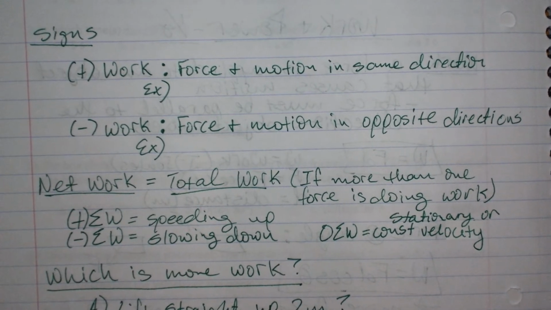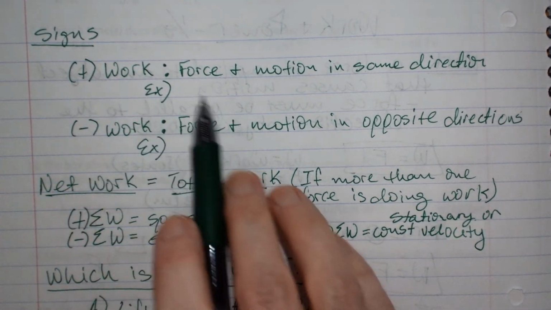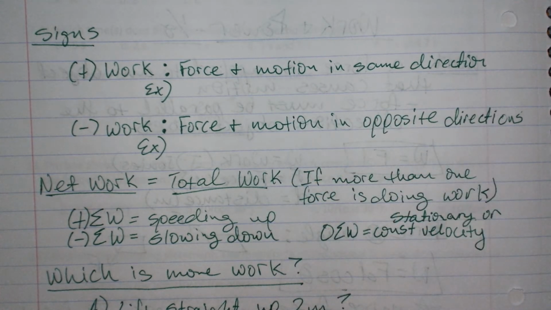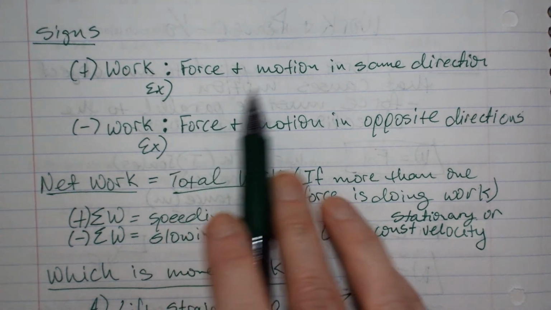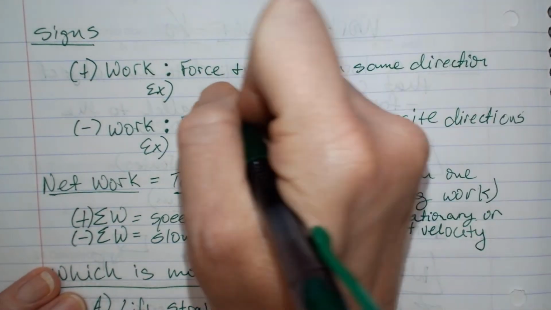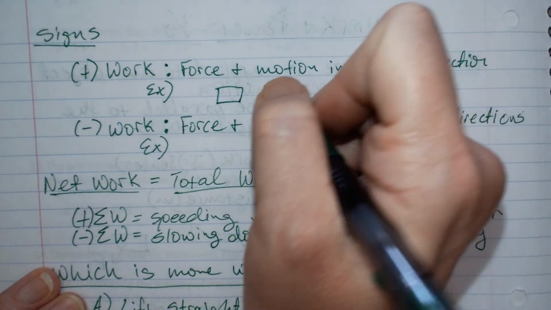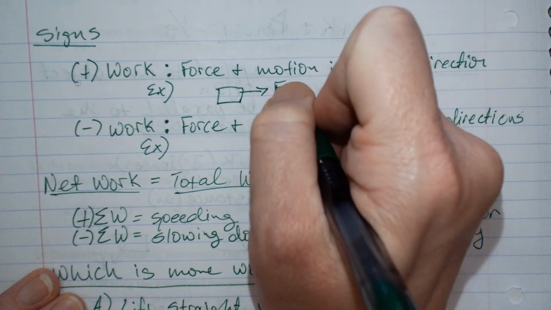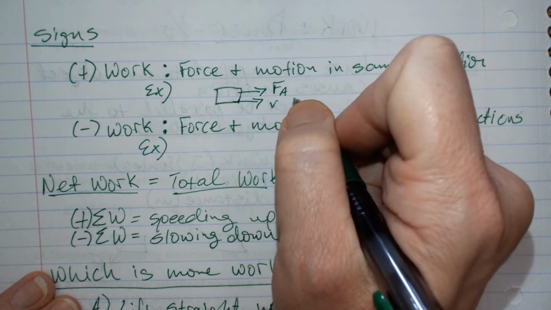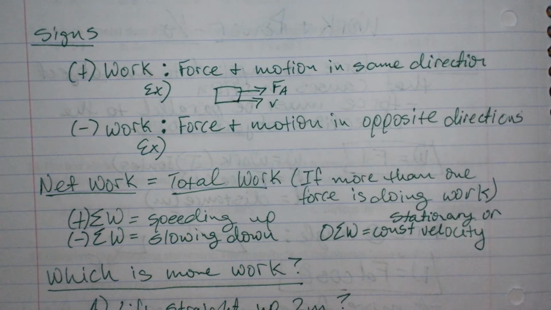Okay, so signs. If you want positive work, then the force and the motion must be going in the same direction. Let's say they're both going north. Your force and your motion are going north, then you are doing positive work. Let's actually draw that. If your force is directed that way, and let's say that's north, and your velocity, which is what derives your displacement, is going in the same direction, then you're doing positive work.